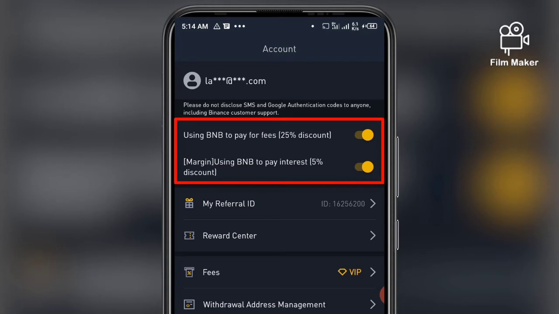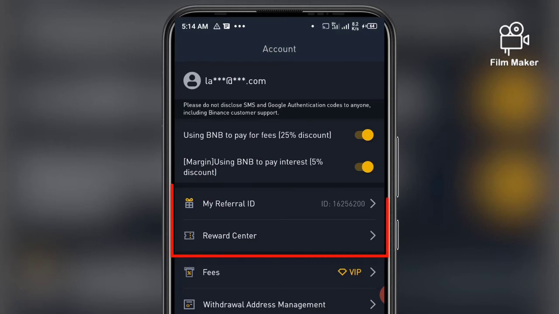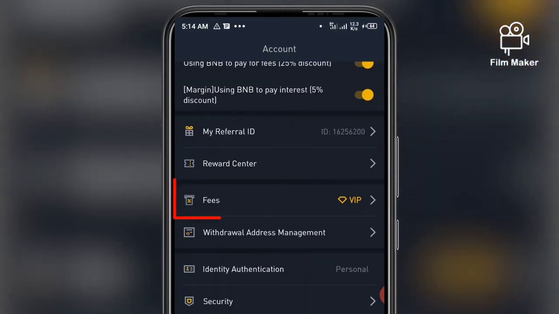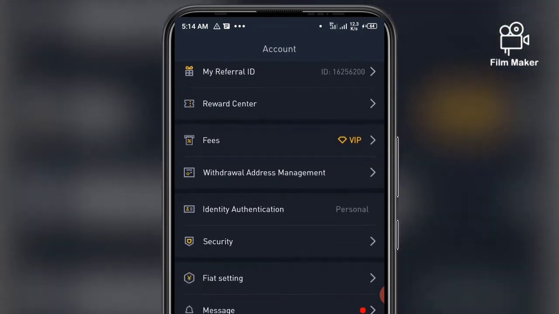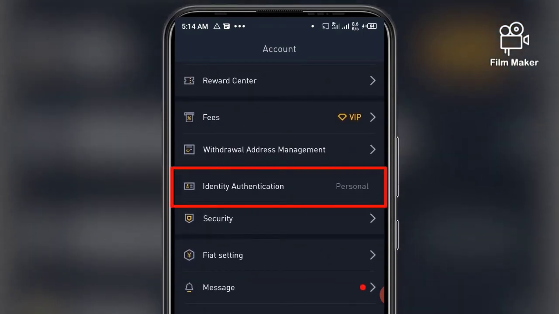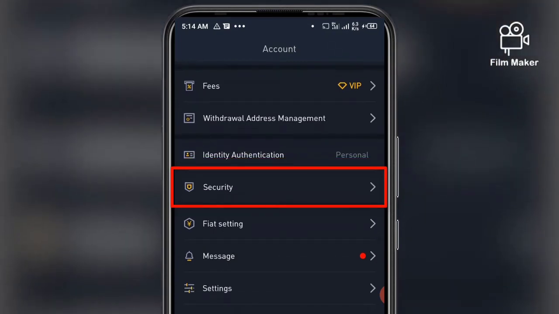If you're also using BNB to pay for interest, it gives you 5% discount, so I see no reason why you still should not use it. You can also see your referral ID and details about your referral. You can see the fees you are paying. Then you can see whether you have done your identity authentication. Then you can see details about your security.